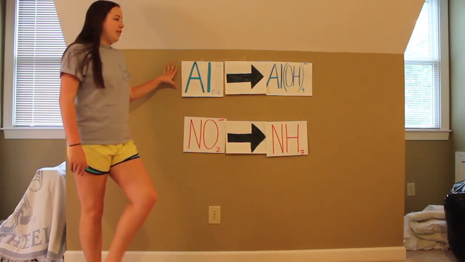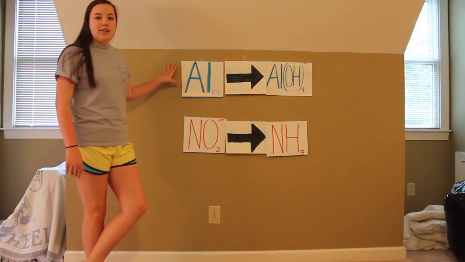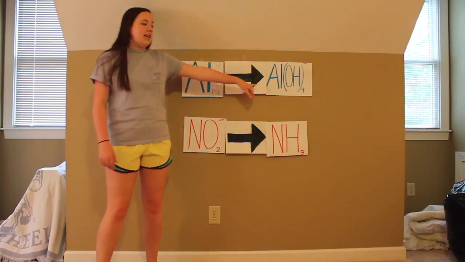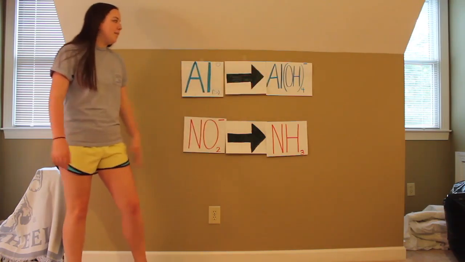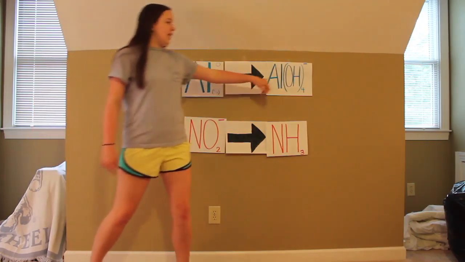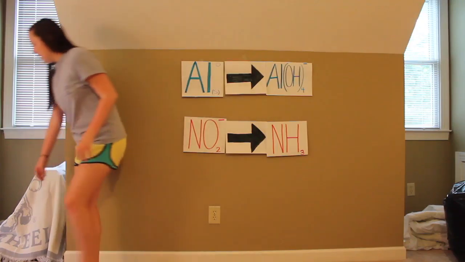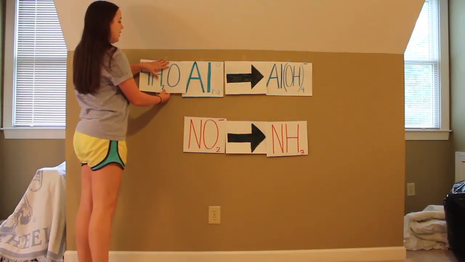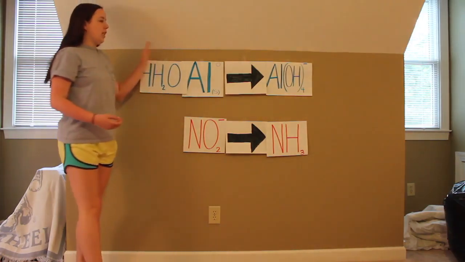And the first thing you need to do is make sure that all elements besides hydrogen and oxygen are balanced. And the only other element is aluminum here, and there's one on each side, so we're good. Then you want to balance oxygen by adding H2O. And here there are 4 oxygen, so we're going to add 4 waters to this side, like so.